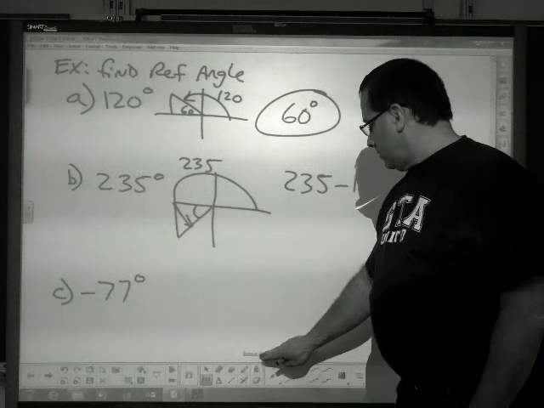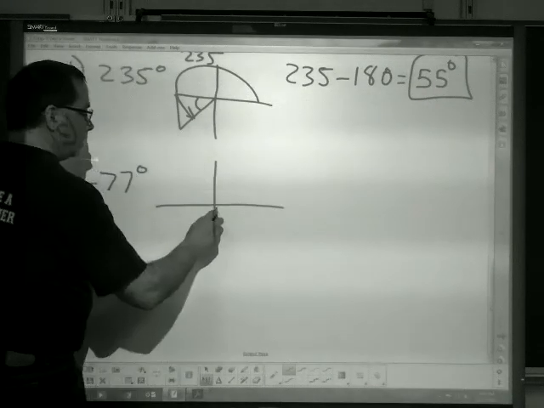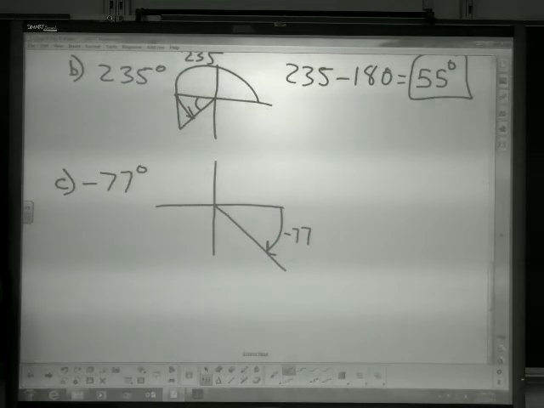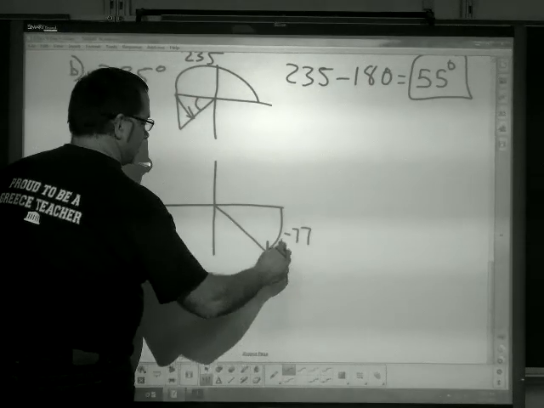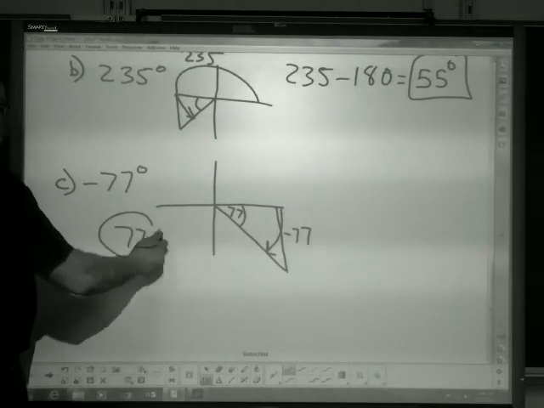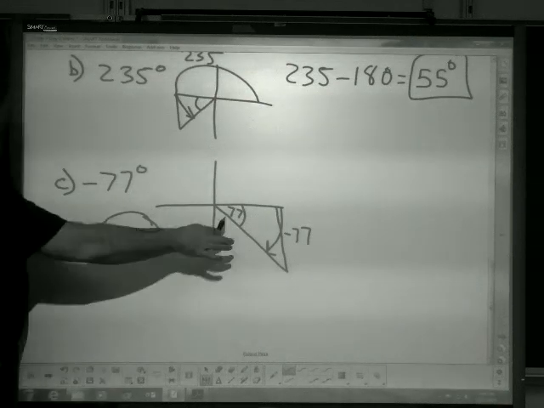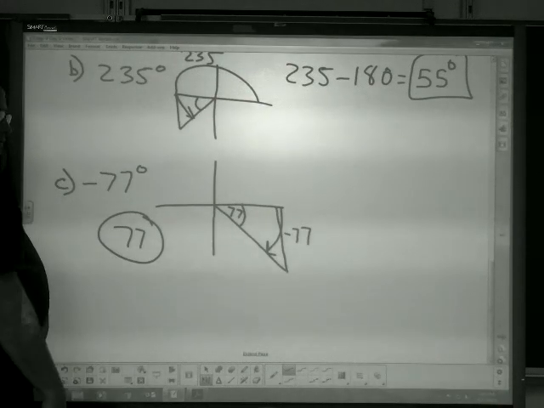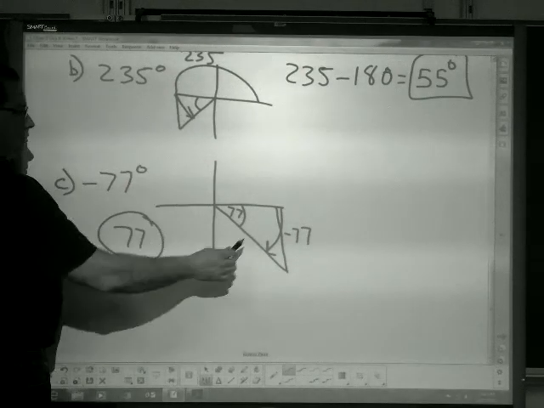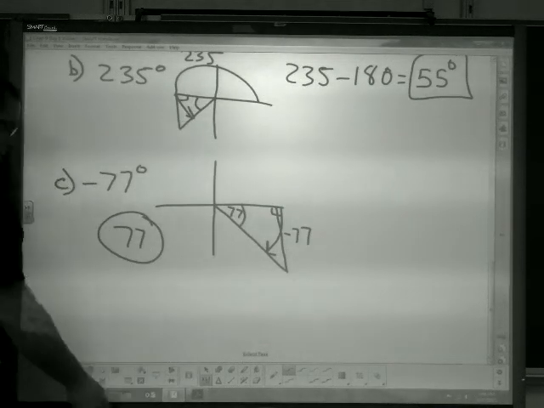Negative 77. Well, let's draw it. Here is negative 77. Well, if I'm going back to the x-axis, this angle here is still 77. So my reference angle would be 77 right there. So reference angle, the angle we make with the x-axis, okay? And we find that from taking the terminal side and dropping a perpendicular to the x-axis and finding out how much this little angle is.